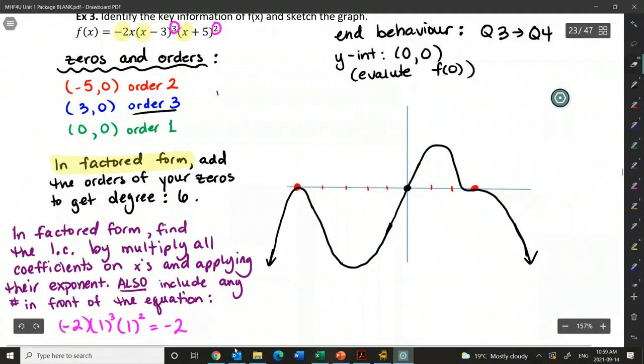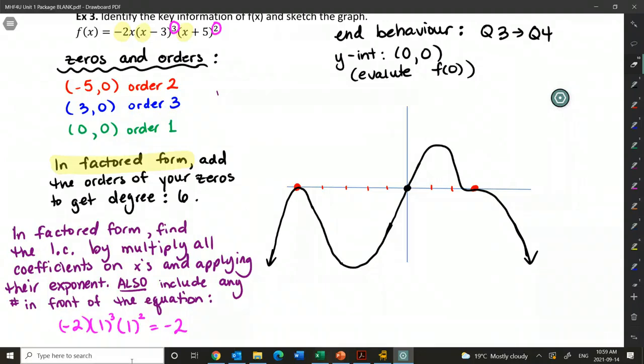Okay, so just make notes of your orders as you're sort of going through there. Any questions on this one that I can clarify?